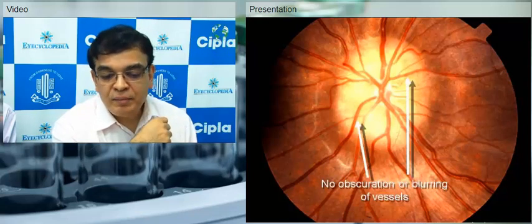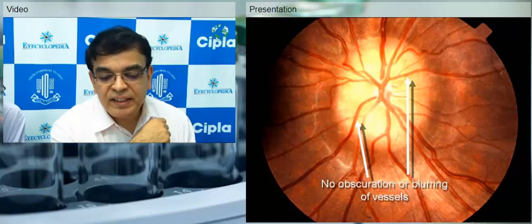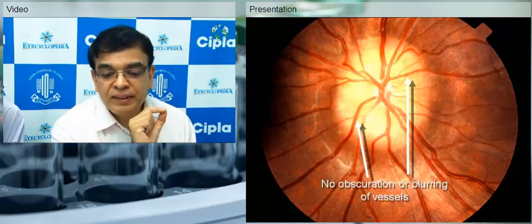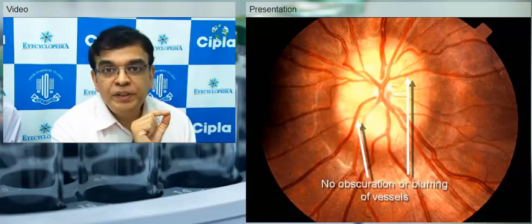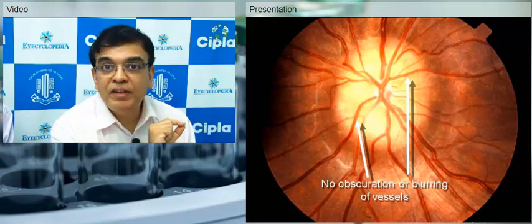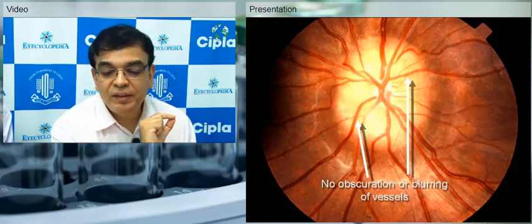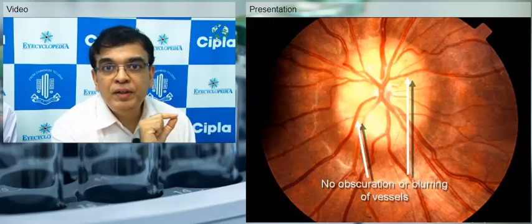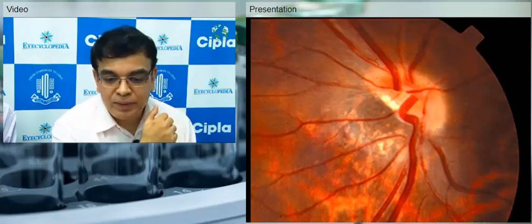But I'd like you to look at the blood vessels on the surface of this disc. I'm not talking about the very large vessels that you see, but even the smaller vessels, such as these tiny vessels, they are all very clearly visible on the surface of the disc. There is no obscuration or blurring of the blood vessels on the surface of this disc. They're all clearly visible. And that is one of those important clinical features that we look for on a disc when trying to decide between papillary edema and pseudopapillary edema.